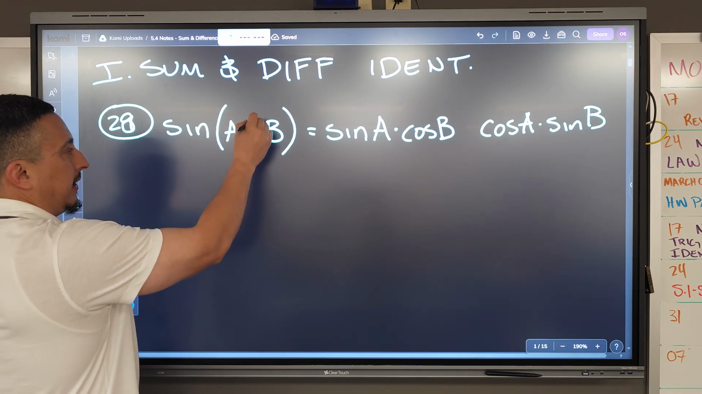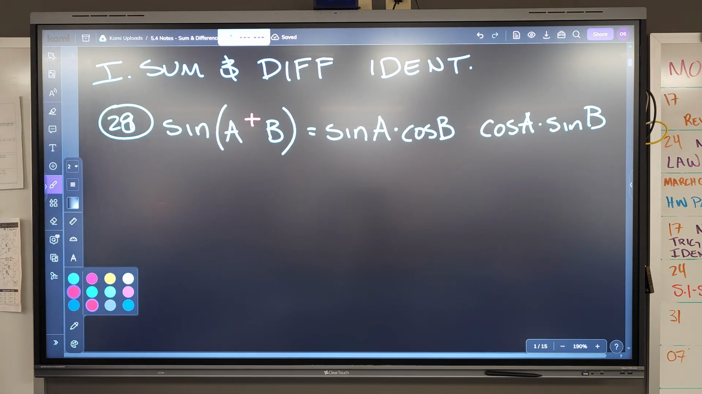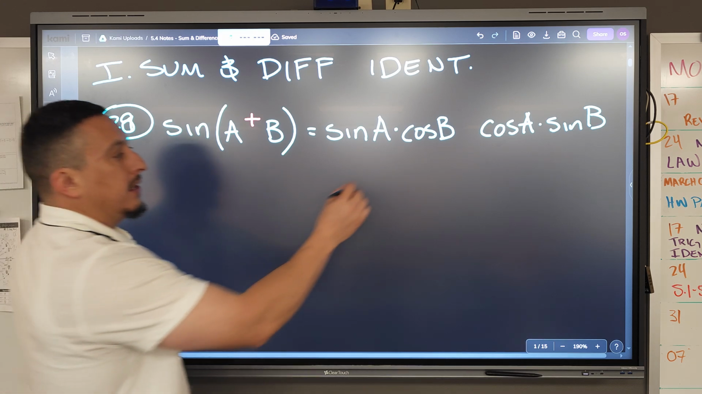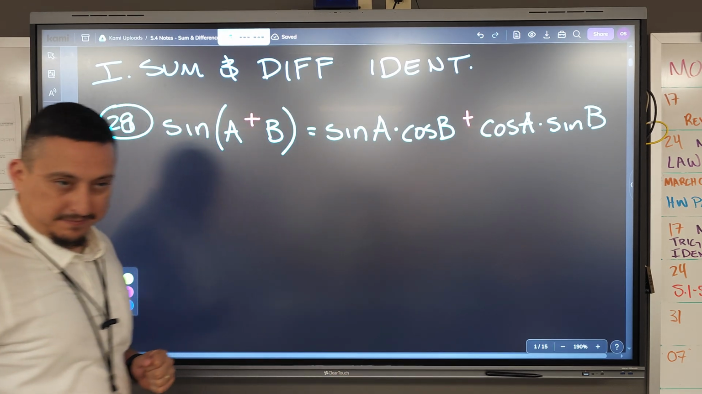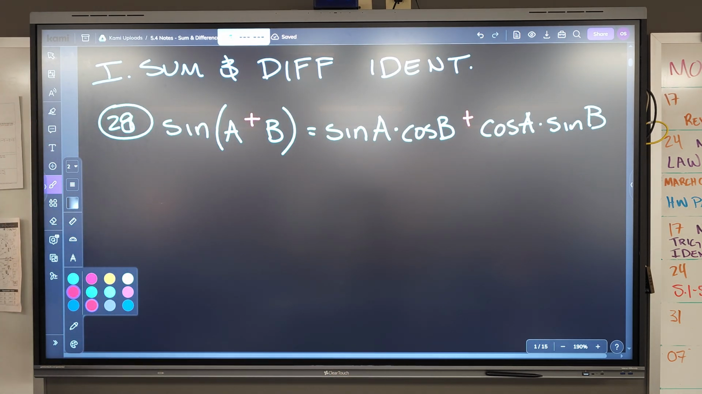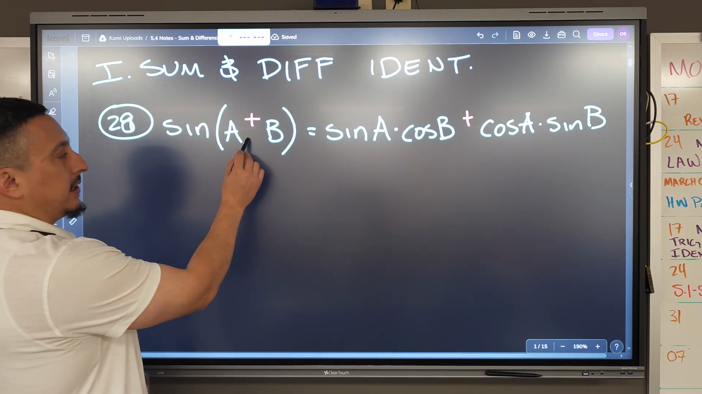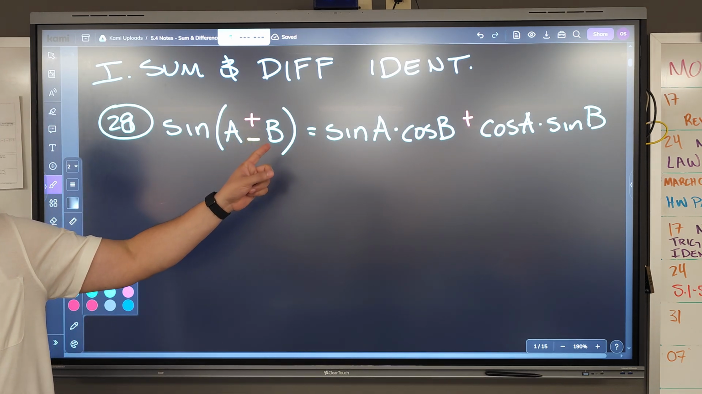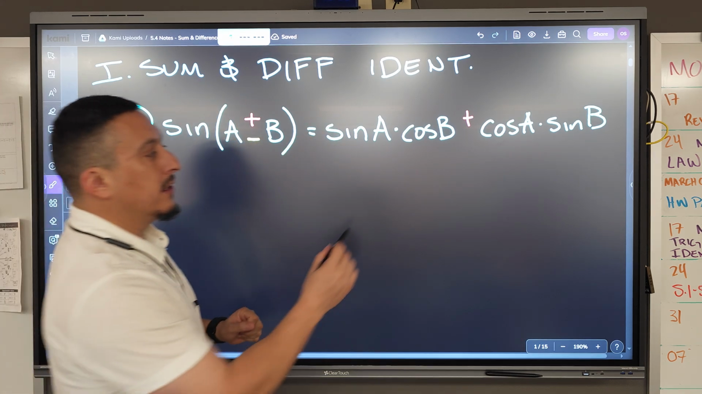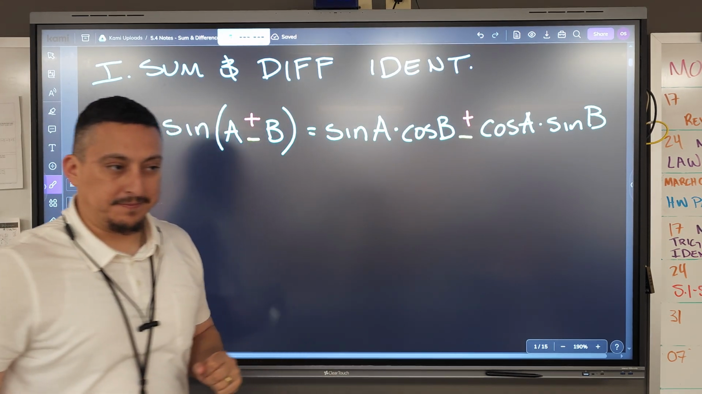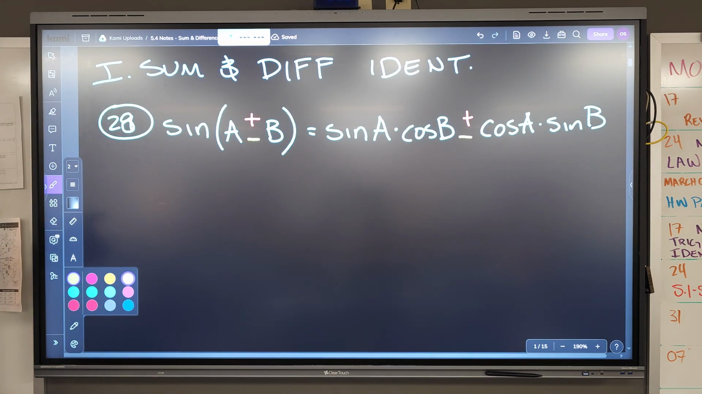Okay, if you're adding A and B for this particular formula, you're gonna add right there. On there, I put them in blue. I kind of got the colors backwards. If you're subtracting A and B for this formula, you're also subtracting right there. So we have to write one formula instead of writing two separate ones this way.